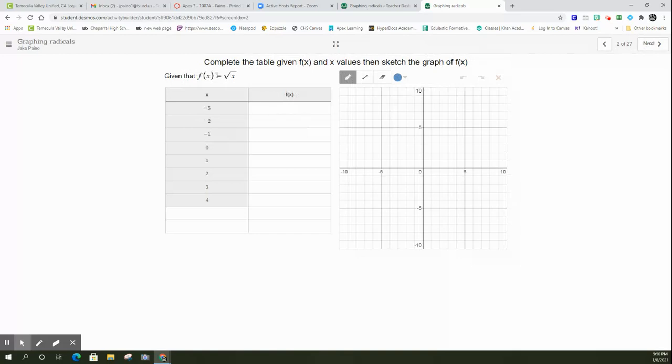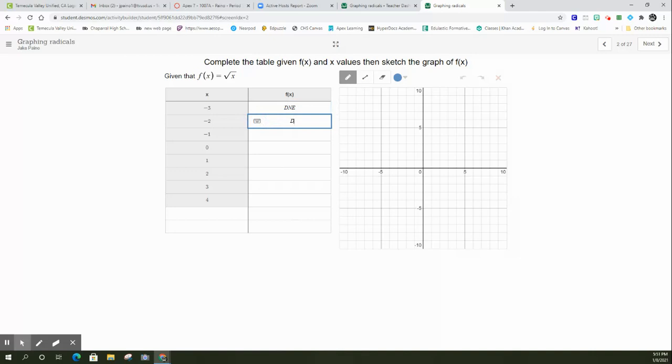All right, so the first slide says complete the table given f of x and the x values, then sketch the graph. They want us to find the y values of square root of x when x is -3, -2, -1, and so on. So all you have to do is plug those in. When you plug in -3, it's the square root of -3, which is imaginary. So on a real coordinate plane, we're just going to write DNE, does not exist.